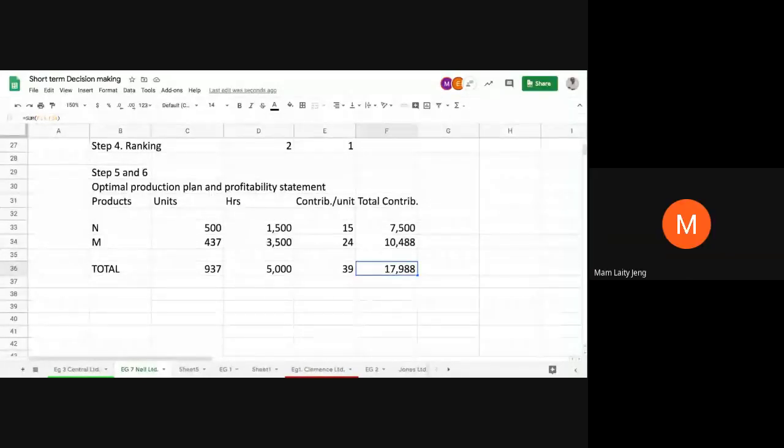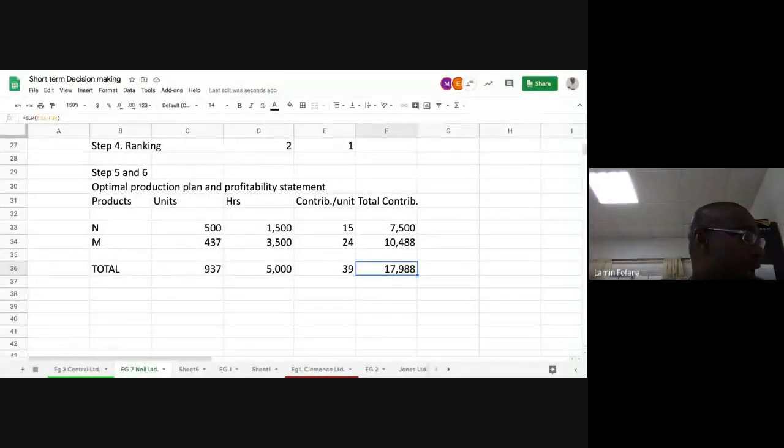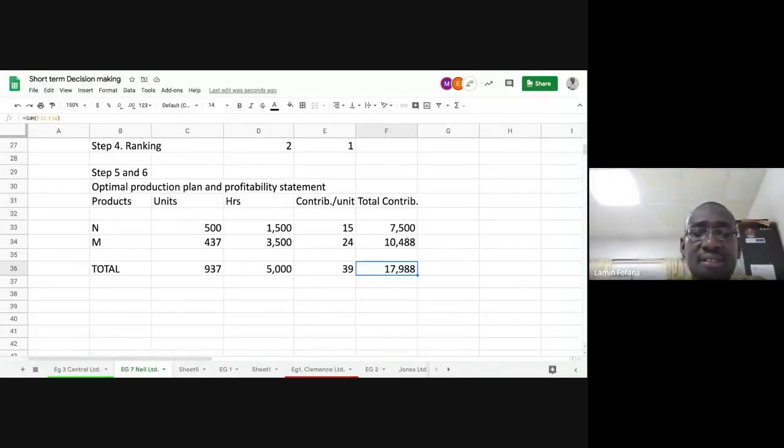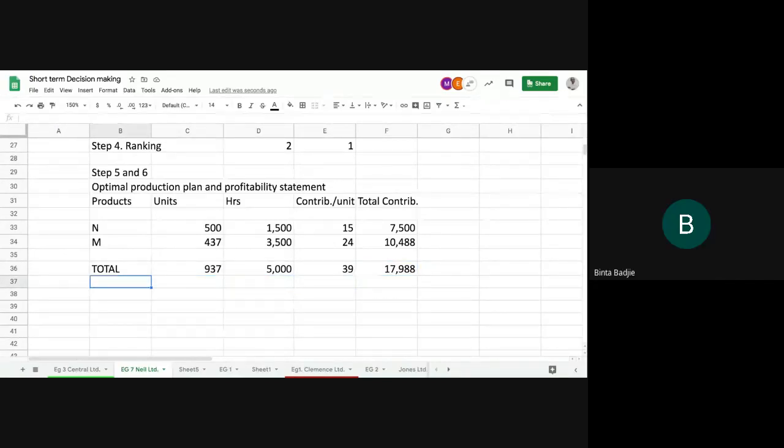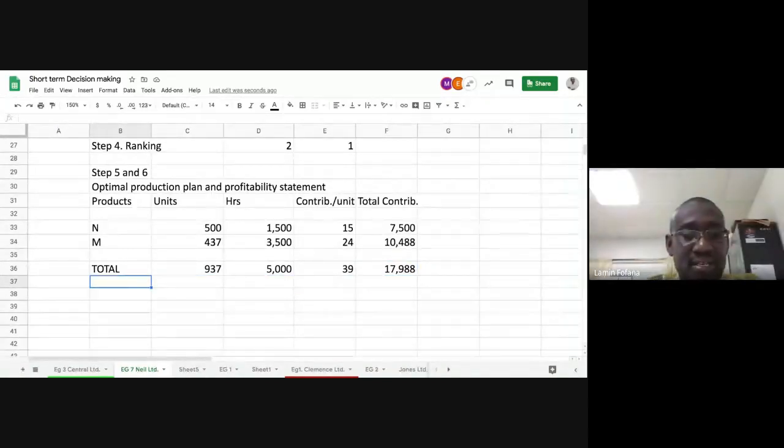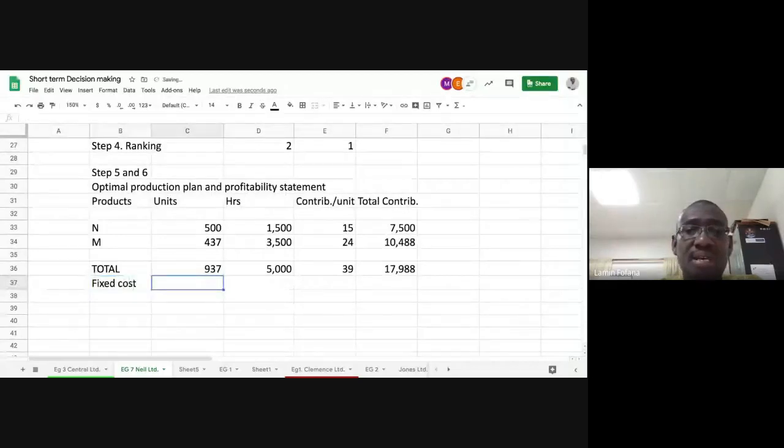Yeah. Okay, excellent. So now, in order to calculate our profits, what is missing here? Something is missing in order to arrive at our profit. And what is that? The fixed cost, exactly. So we calculate our fixed cost. So what is our fixed cost?